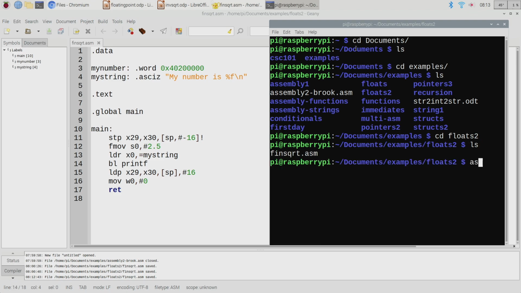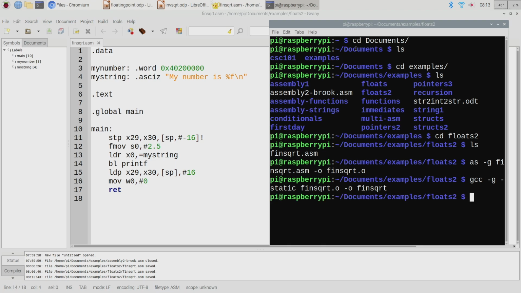Okay, and I'll go ahead and do it with debugging just so that we've got that. Okay, so what happened? Our number is most certainly not 0, right? But it printed 0.